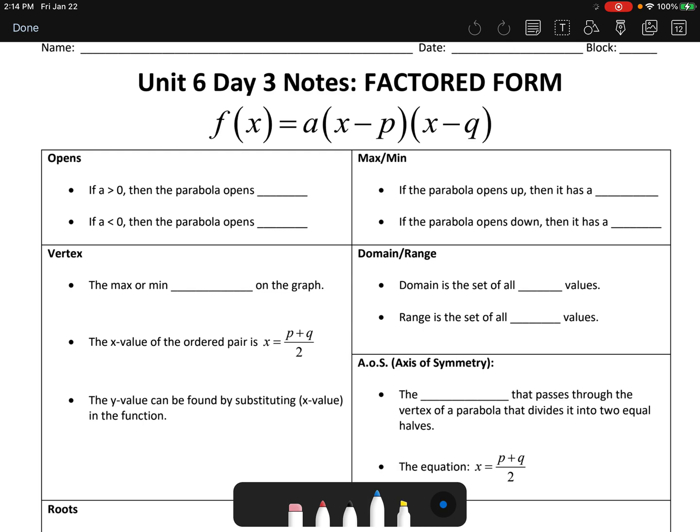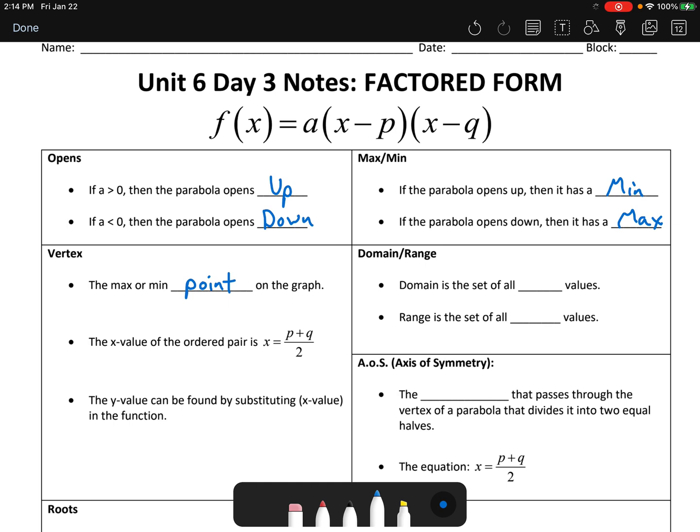If a is greater than 0, just like last time, it opens up. If a is less than 0, if it's negative, it opens down. The parabola does. If the parabola opens up, it has a minimum. If it opens down, it has a maximum. Nothing new so far. Now the vertex is the max or minimum point on the graph.